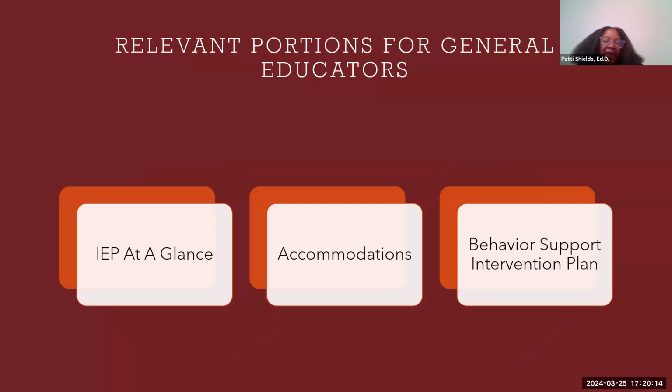And then what we hand out at my school to the general education teachers and to the related services people is a portion of the IEP, which is called an IEP at a glance, and that was emailed or sent to you yesterday. It includes the accommodations, and if they have a behavior support intervention plan, that is also provided to the teachers. Any questions?